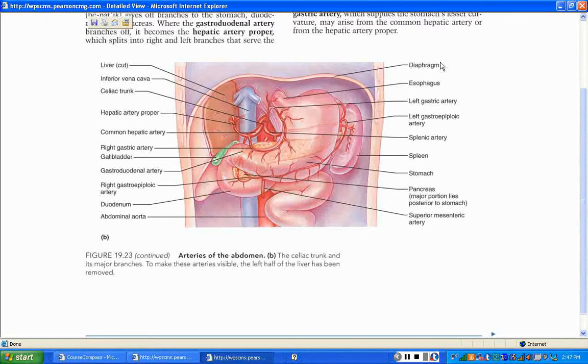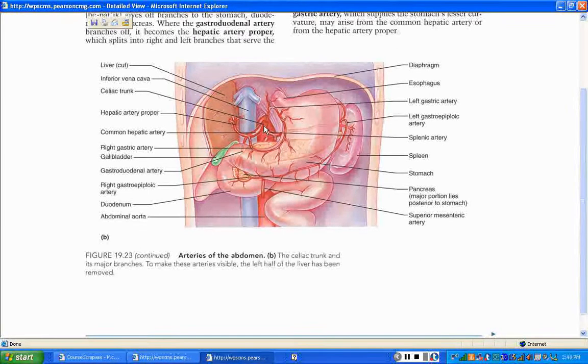Okay, a couple of things I like to point out. I don't need to point everything out because you're getting the feel for it, but watch this. This was the celiac trunk. See, it was a trunk right there. If I cover it just right, it looks like one vessel. And now it branches to become two.